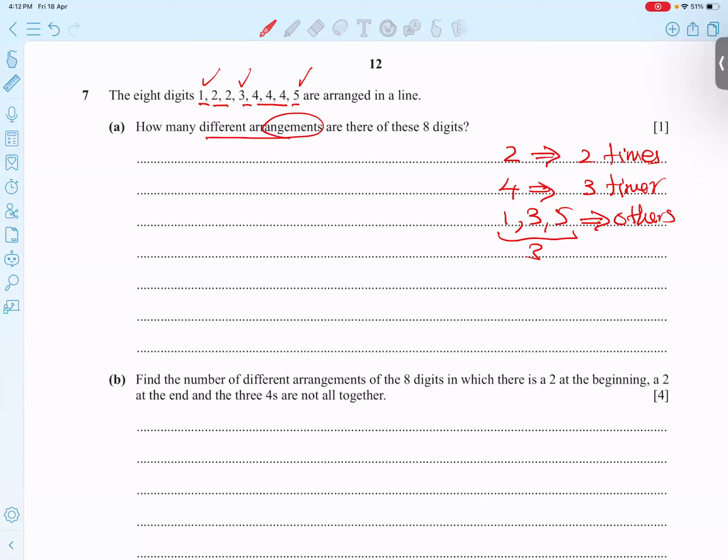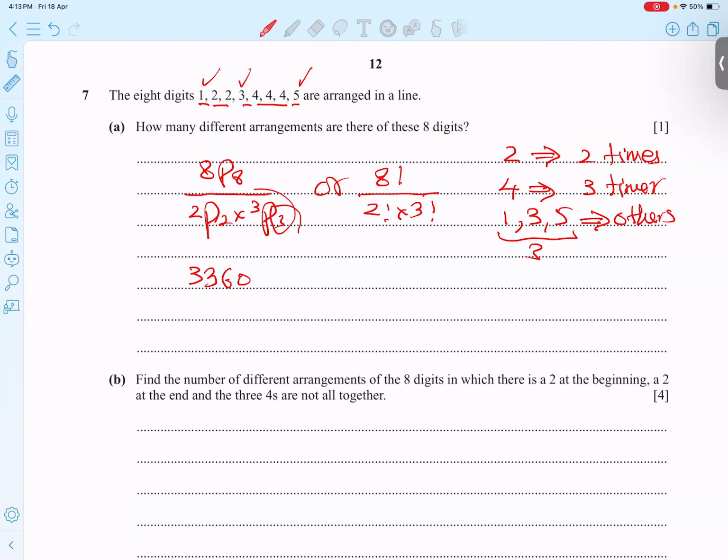He said the number of arrangements of all 8 digits. So the answer is 8P8 divided by, because it is permutation, the repeating values we have to divide. So this is a 2 and 3, that is why it divides. If you check in the calculator, this answer turns out to be 3360. Let me tell you, if the upper number and lower number are the same, you can write factorial also: 8 factorial over 2 factorial into 3 factorial. This is only applicable if the upper and lower numbers are the same.